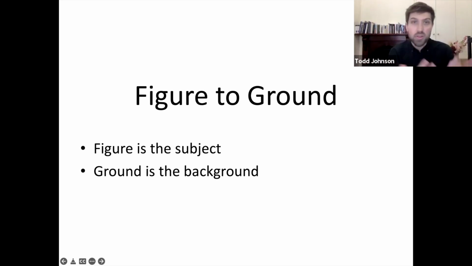This is another principle in art and design. Essentially, the main idea is to separate and therefore emphasize the figure, which is the subject, from the ground, which is the background, in order to give your composition impact. Okay, so here what we have is a very strong figure to ground relationship, a black circle against a white background. This is the essence of figure to ground.